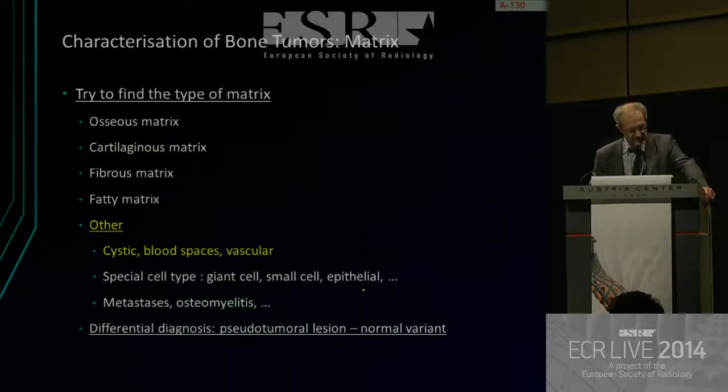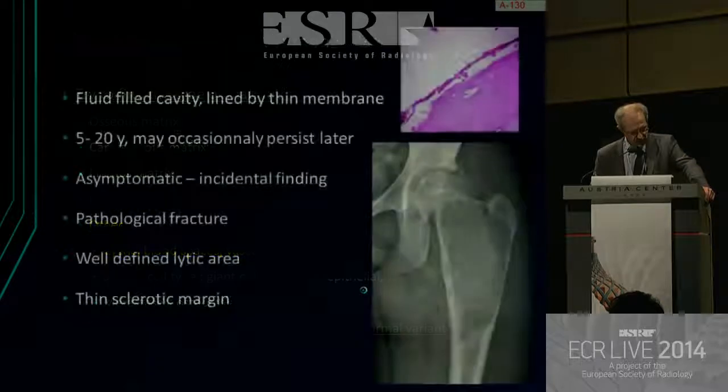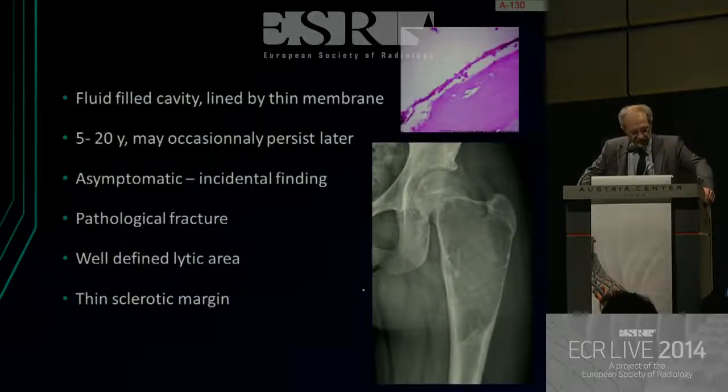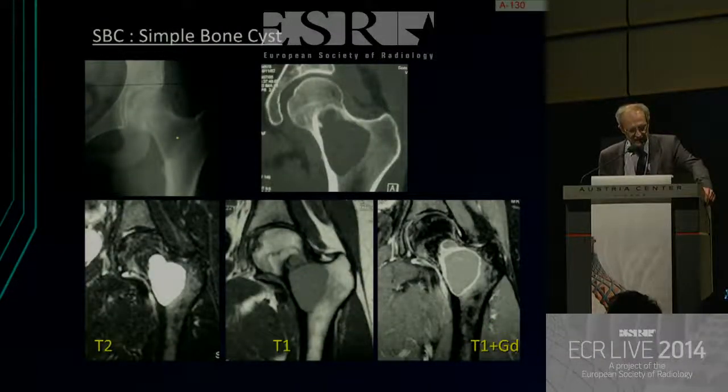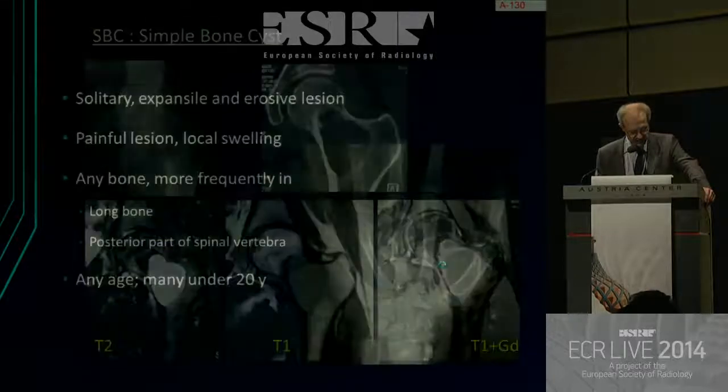So we first go to the cystic blood spaces and vascular tumors. Have a look at this one. It's a fluid-filled cavity lined by a thin membrane, occurs between 5 and 20 years old, but can persist later. It's often asymptomatic, but can present with a pathological fracture. So we see a well-defined lytic area with a thin sclerotic margin. This lesion is a unicameral or simple bone cyst. Simple bone cyst presents as a lytic area on X-ray and CT, very high signal intensity on T2, dark and homogeneous on T1, and you have a typical peripheral enhancement, no enhancement of the fluid.